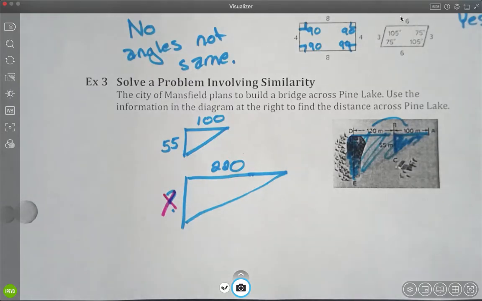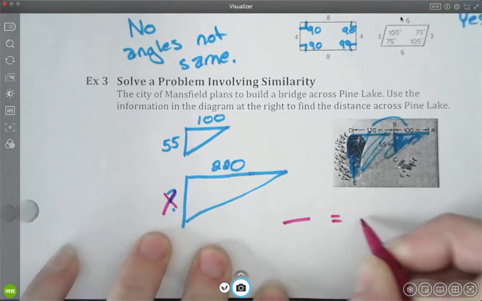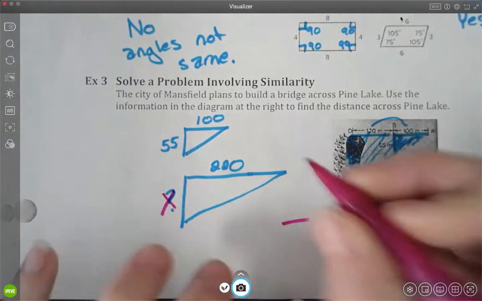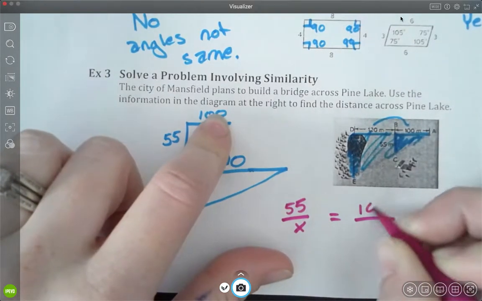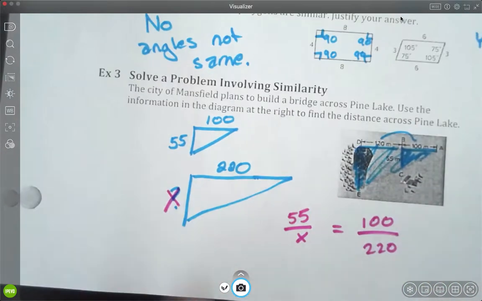A proportion is this: something equals something. So like 55 over x equals 100 over 220. And then you cross multiply and divide, right? Okay. Now before we do that, we could have set up that proportion a little bit differently.